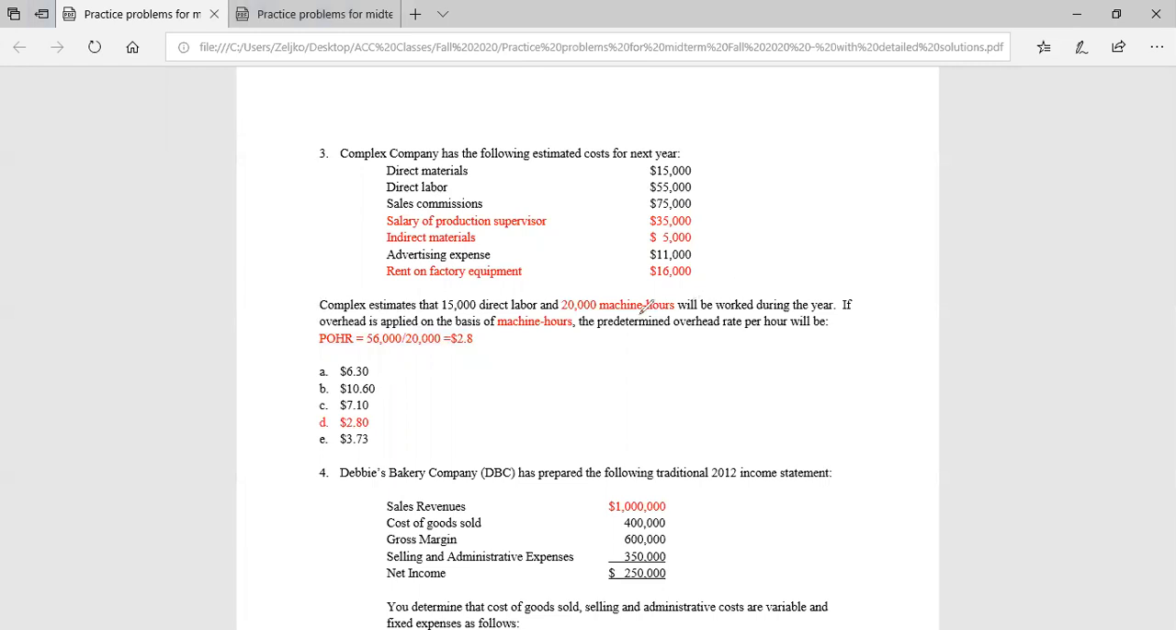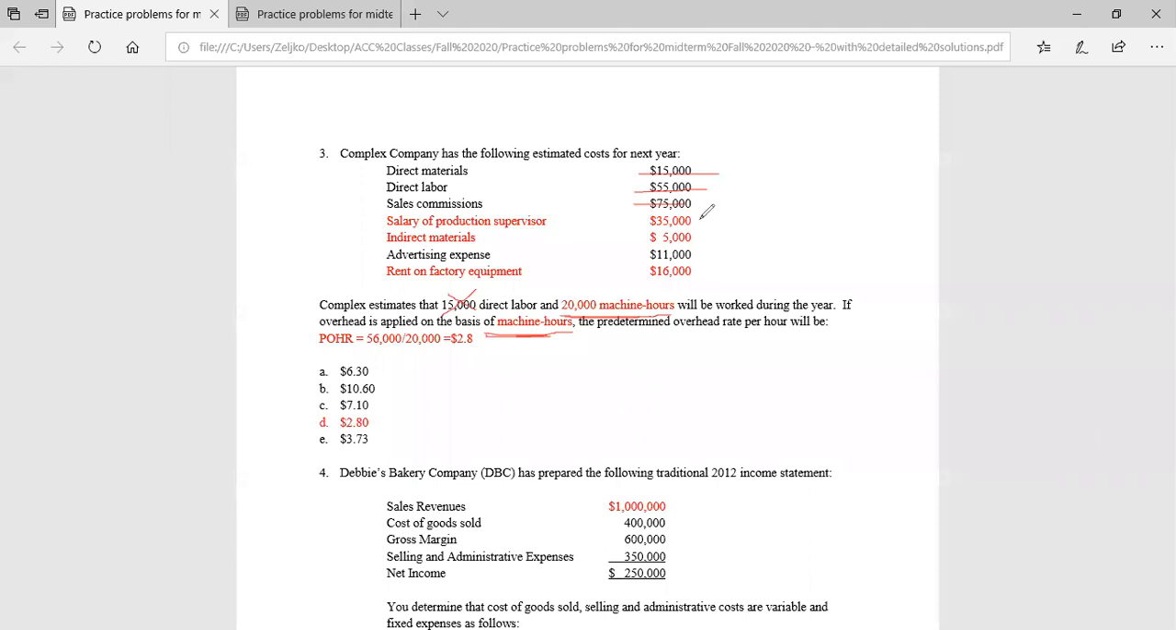Now, if we know what the predetermined overhead rate consists of, how do we figure it out? Well, we need estimated hours, whatever the base is, and if it's applied based on machine hours, then these are the relevant hours, not these. So 20,000 here are relevant hours. And what else do we need? We need estimated overhead. So now we have to figure out what goes into overhead. Direct materials, are they part of the overhead? No. Direct labor is not part of the overhead. Sales commissions? No.